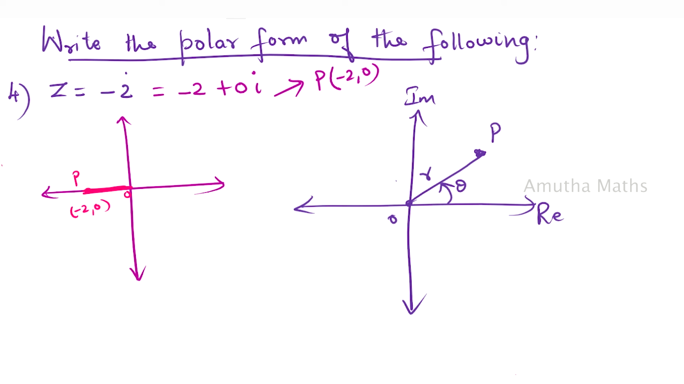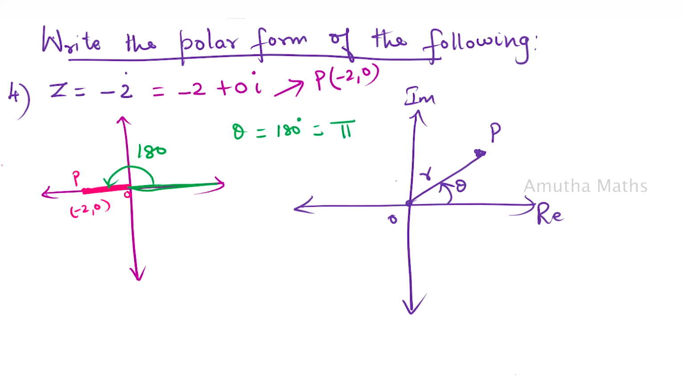Okay. Now what is theta? What is theta? Our line here, how much angle does our line make from the x axis? So this angle is 180 degree. So this is 180 degree. How much angle does our line OP make from the x axis? 180 degree. So here theta is equal to 180 degree. What do we write for 180 degree? Pi.